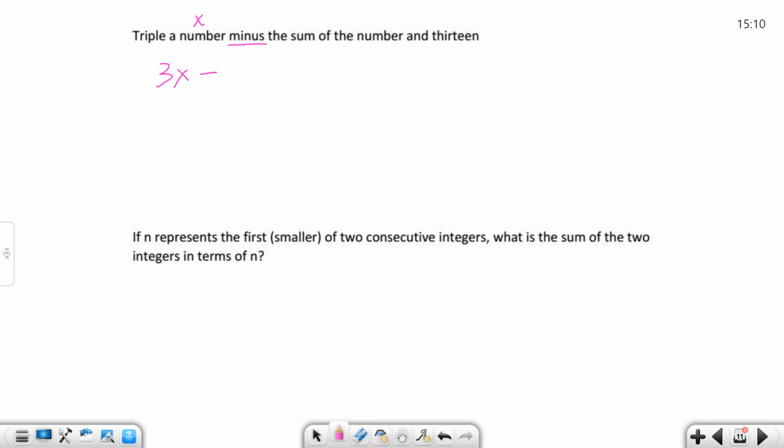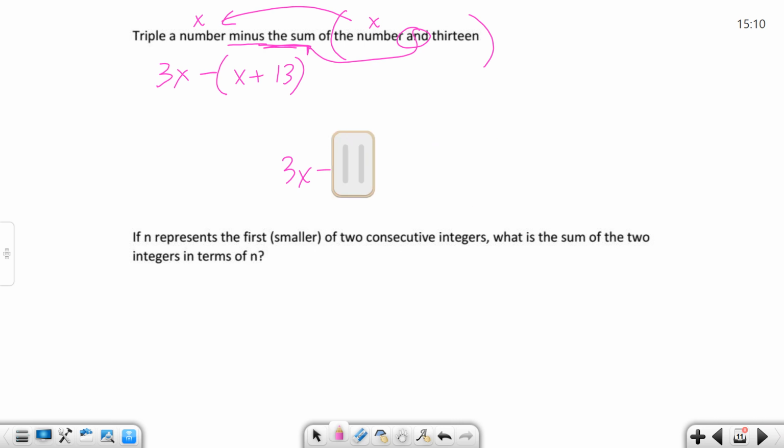Minus, all right, so it's going to be minus the sum. That tells me, parentheses, minus the sum of what? The number x, that's the same number, right? So use x, the number, and that's where the sum goes. The number and 13, so it's x plus 13. So it's triple a number, 3x, minus the sum. So minus parentheses, and then there's a plus in there because it's a sum. So we had 3x minus the sum, and that's where we put in the number and 13, right?